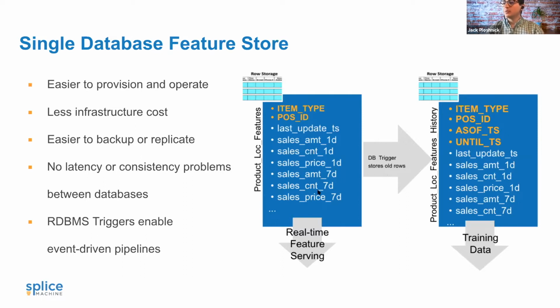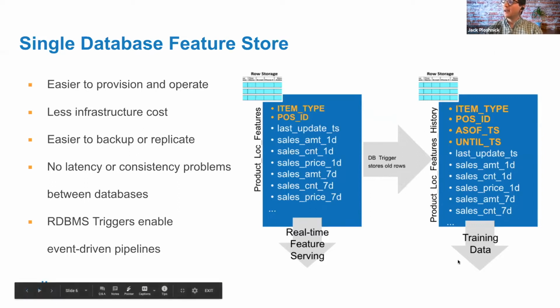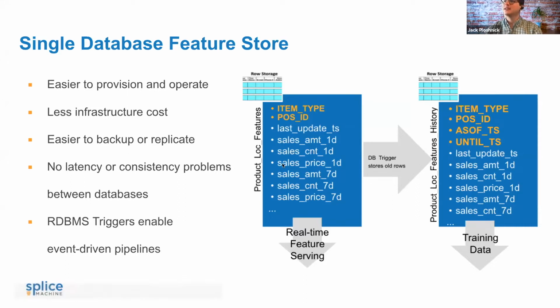This one on the left is what we call the real-time feature serving table. These are the most up-to-date values of any given feature. As new data is added to this table, the old values are automatically sent to this training history table via database triggers. So here we have a time series representation of features in the past. And here we have the most up-to-date versions of those features for model serving.